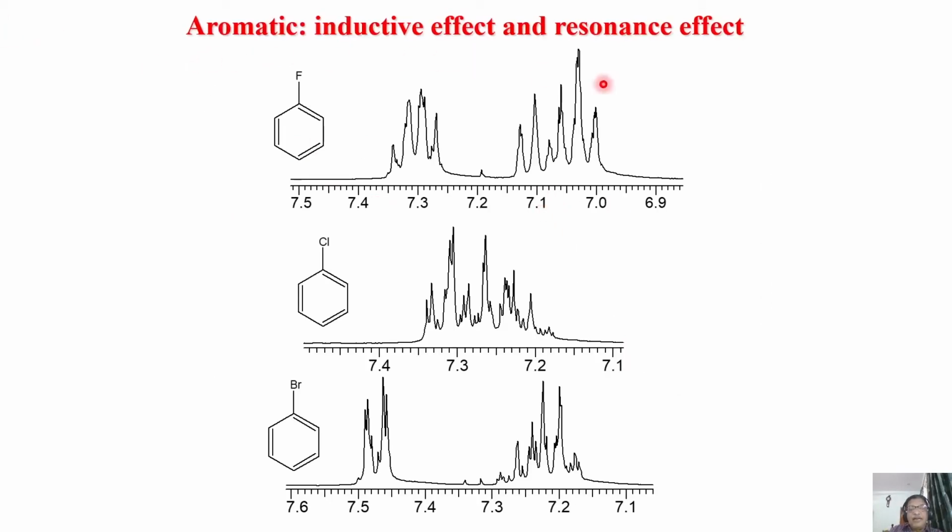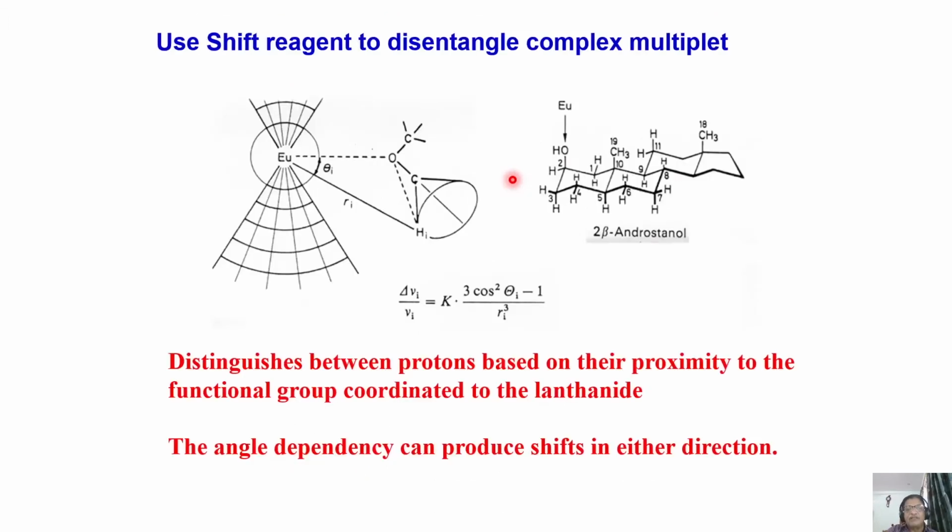Of course, there is the aromatic inductive effect with fluorine, chlorine and bromine. With different electronegativity of the substituent, the spectrum drastically changes. You can see the change in the spectrum because of how ortho, meta and para protons move, and in the same way you can work it out. This is again the inductive effect on aromatic systems.